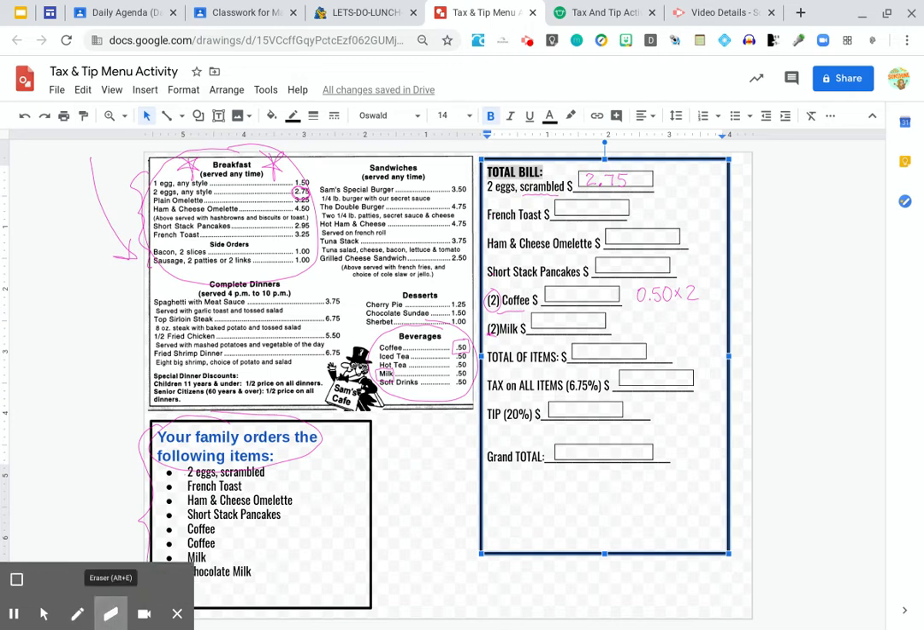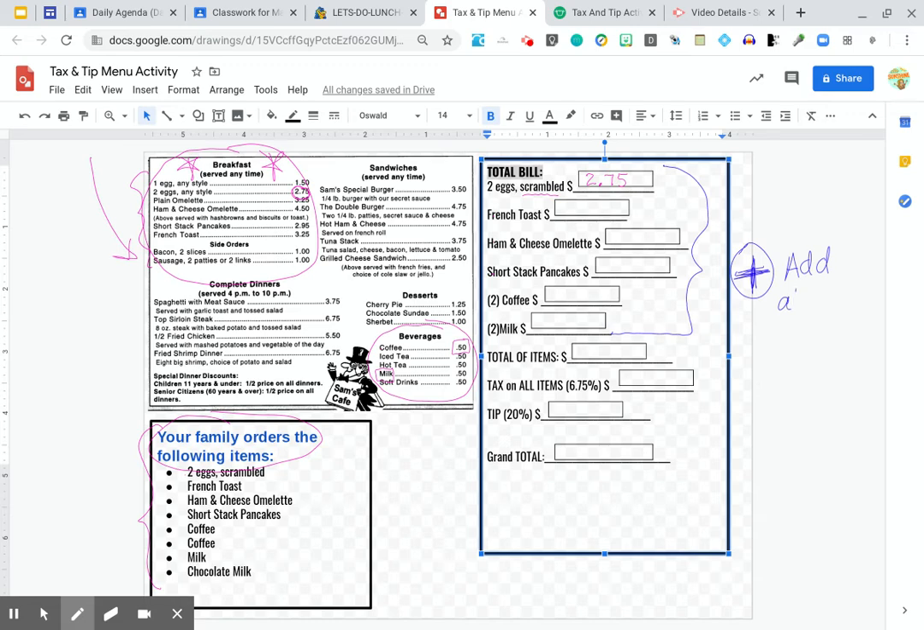Okay, so after you have filled in all of your prices for your items, so after you filled in everything up to here, you are going to add all of those items together. So add all items together, and you're welcome to use a calculator for this. So the total of all of your items is going to go right here, okay?